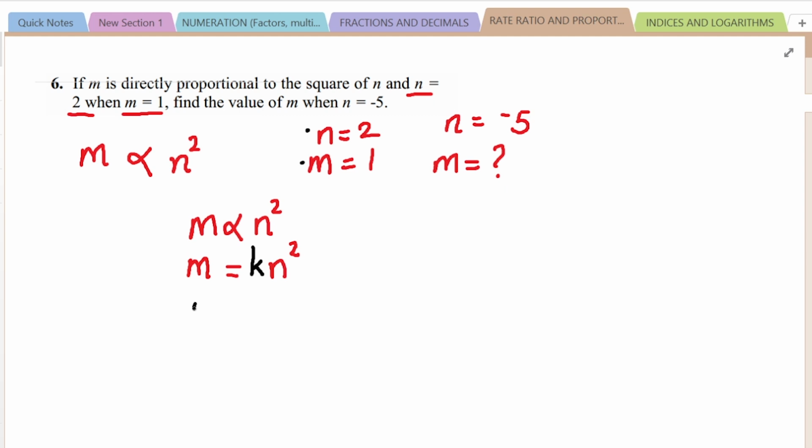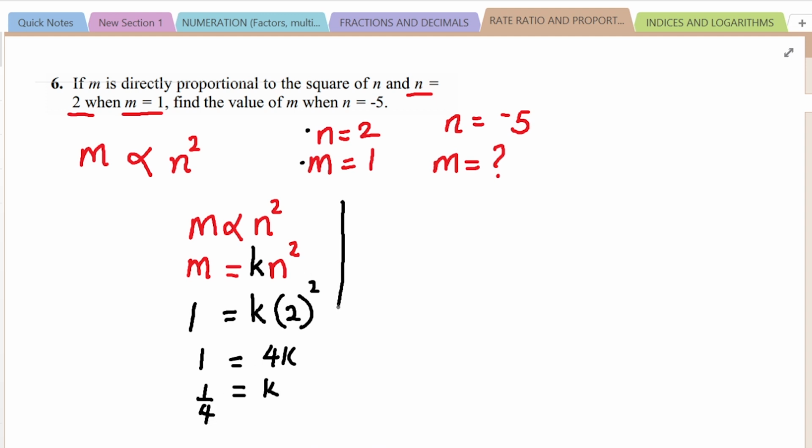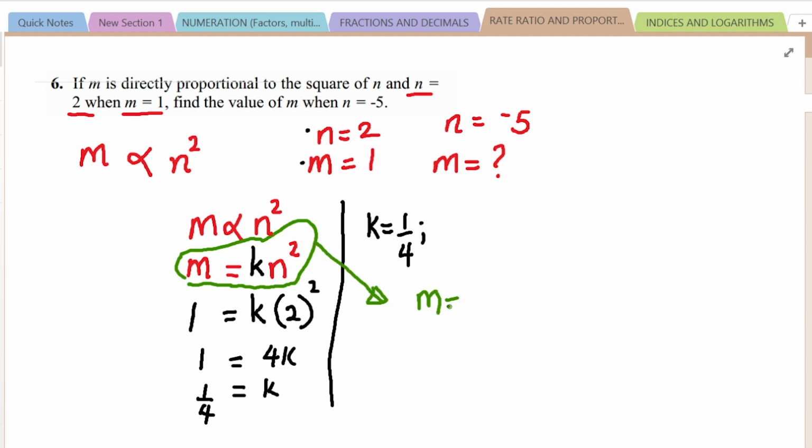So we shall say when m is 1, that is equal to k times n squared. N is 2, so that is 2 squared. From there we can say that this is 4k, and so we know that our value of k is 1 over 4. Now that we have found that k is a quarter, the relation is now that m is equal to a quarter n squared.